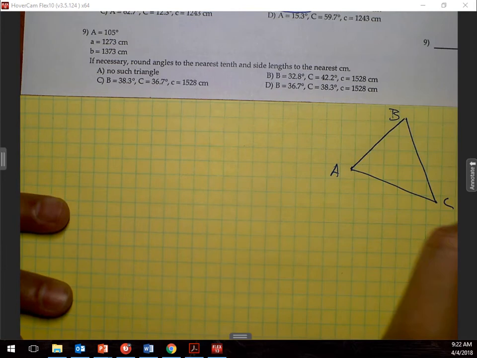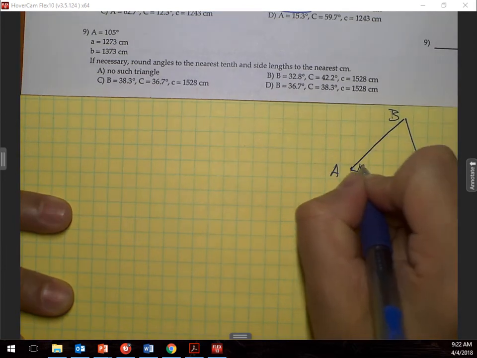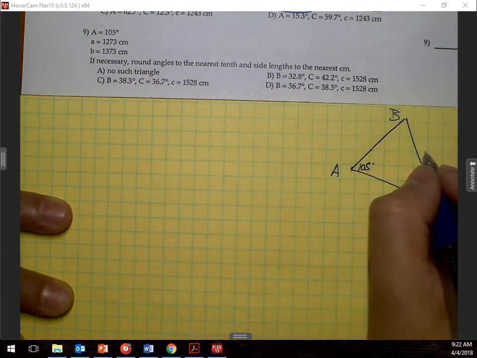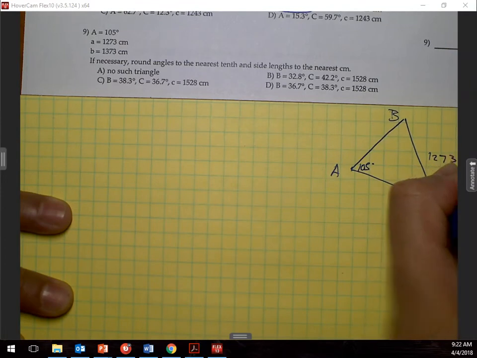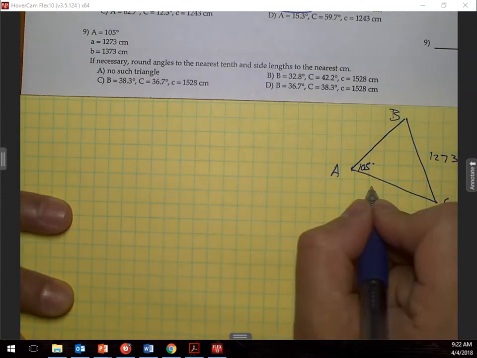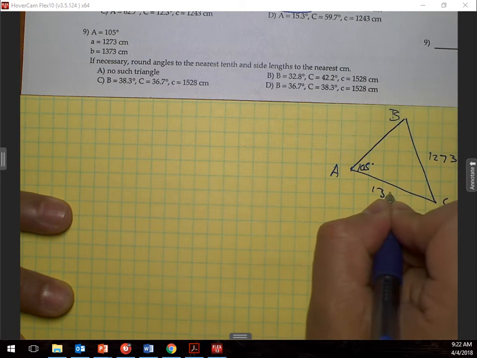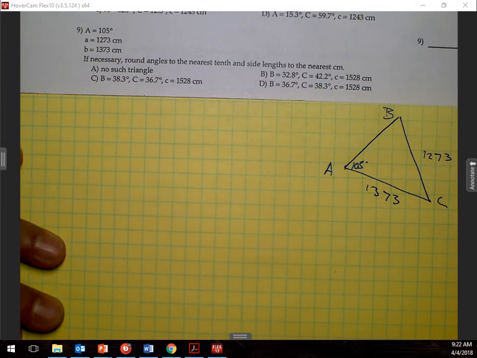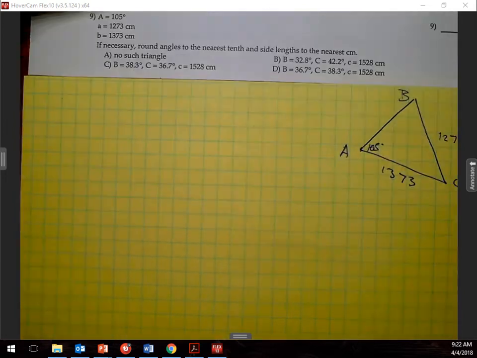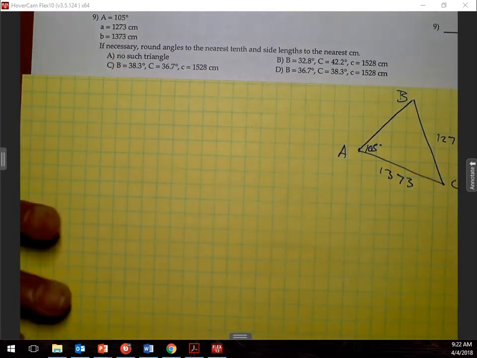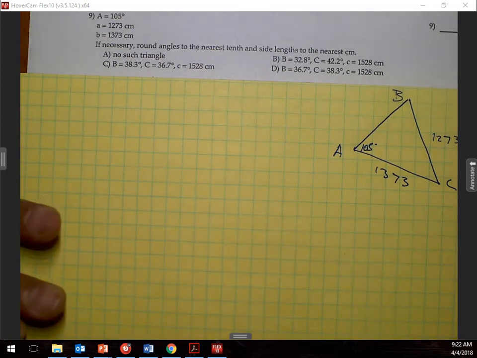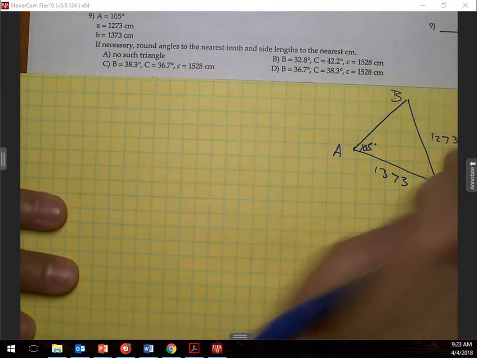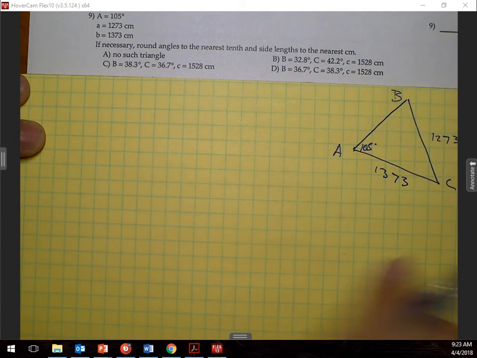Okay. Anyway, big A is 105. Little a is 1273. Little b is 1373. All right. So from here, what type of triangle do we have? Angle, side, side, right? I'm tired of these. I think the next one is where we change it. So given this angle, side, side, I'm going to go ahead and solve for B on this one.